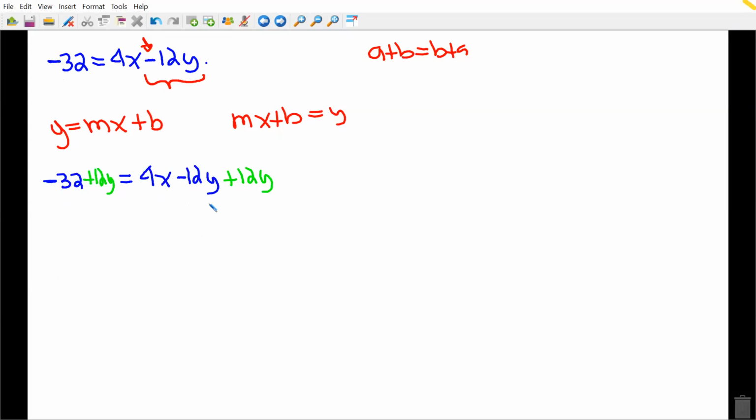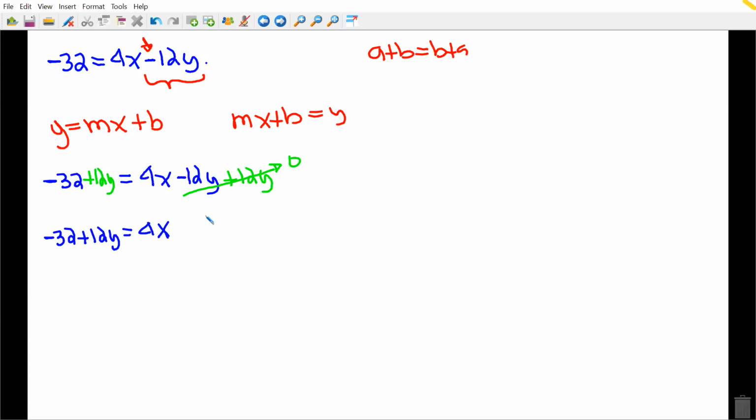What I do on one side, I do it on the other side, right? So negative 12 plus 12, the answer is going to be 0. So now my new equation looks like this. Negative 32 plus 12y equals 4x. Teacher, but we haven't finished. No, we haven't. We isolated for the variable x, but not for the variable y.